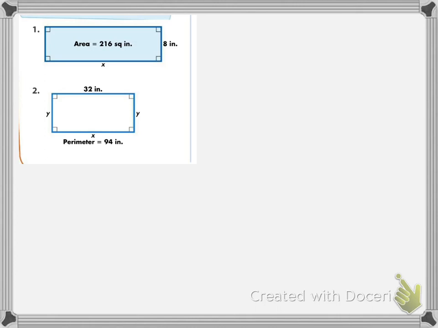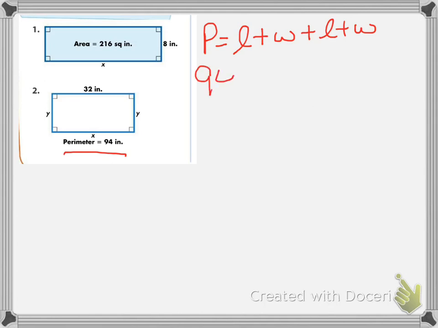Let's try number 2 here. Number 2, I'm given the perimeter. See, the area was number 1. Number 2, I'm given the perimeter of this shape. So again, I'm going to write my formula. Perimeter equals length plus width plus length plus width, because that's my formula for a rectangle. Okay, and then I'm going to plug in what I know. Well, I know the perimeter equals 94.